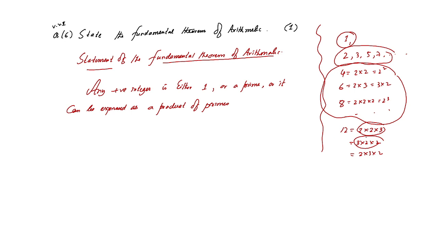3 comes in first, second or third. So that's why the product of primes, the representation being unique except for the order of the prime factors. If we remove the order, then the representation will be unique. So this is basically the fundamental theorem.